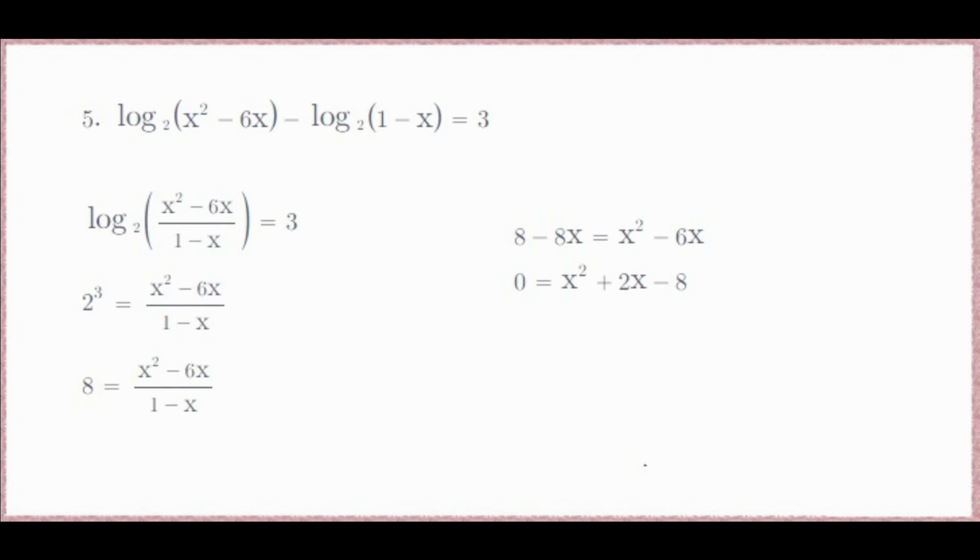Moving everything to one side, we get 0 equals x squared plus 2x minus 8. Factoring, we get 0 equals x plus 4 times x minus 2. So our two possible solutions are x equals negative 4 or x equals 2.